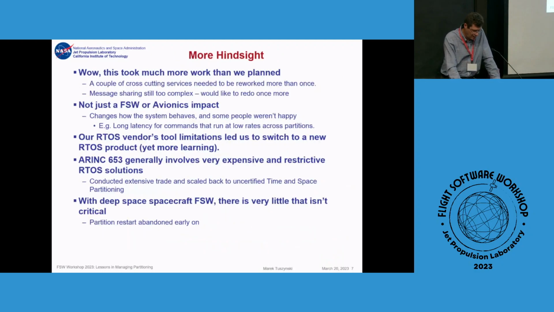All right, more hindsight. Wow, this took a lot more effort than we thought it was going to. We had a couple of cross-cutting services that needed to be reworked more than once. We did it one way, it seemed like the right way. Oh, look, it's using way too much CPU, or it's just too much of a pain for the client modules. So it was a bigger learning curve. It took much more time than we thought it would, and it's still not ideal. I think our message sharing is still too complex, and we'd like to redo it one more time.